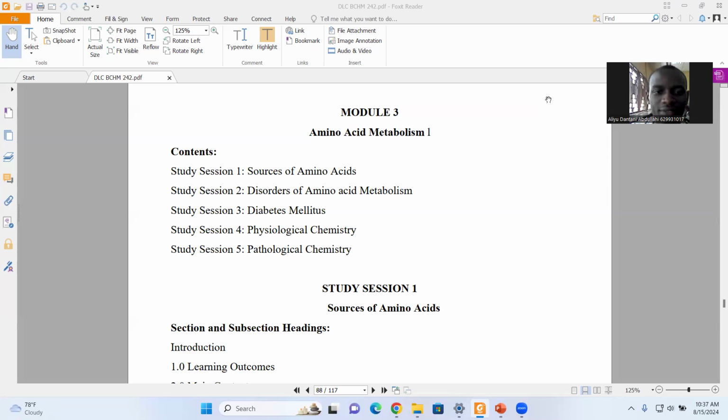But in brief, the content of module three includes sources of amino acids, which we are going to be discussing today. Study session two talks about the disorders of amino acid metabolism. Study session three talks about diabetes mellitus. Of course, you are nursing students, so you should know about this, right? Diabetes. You treat diabetic patients all the time, don't you? All right. Study session four, physiological chemistry. Study session five, pathological chemistry.